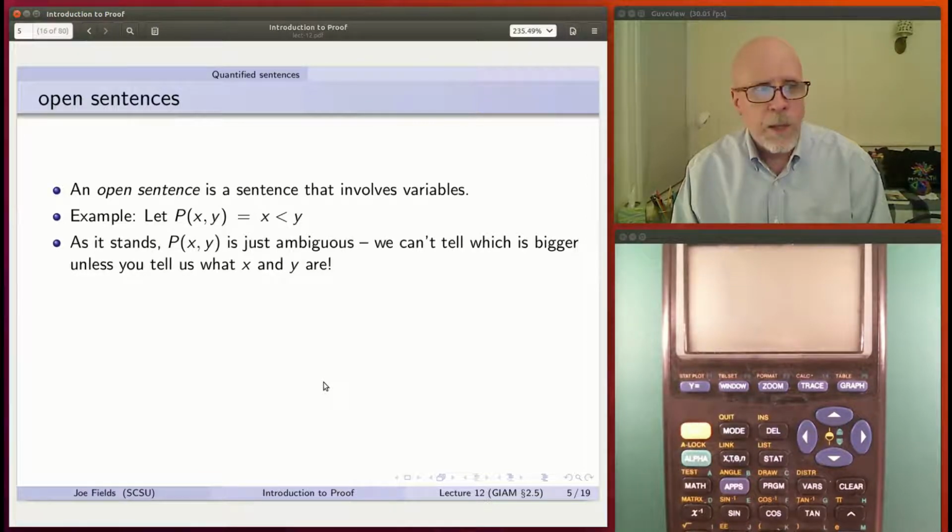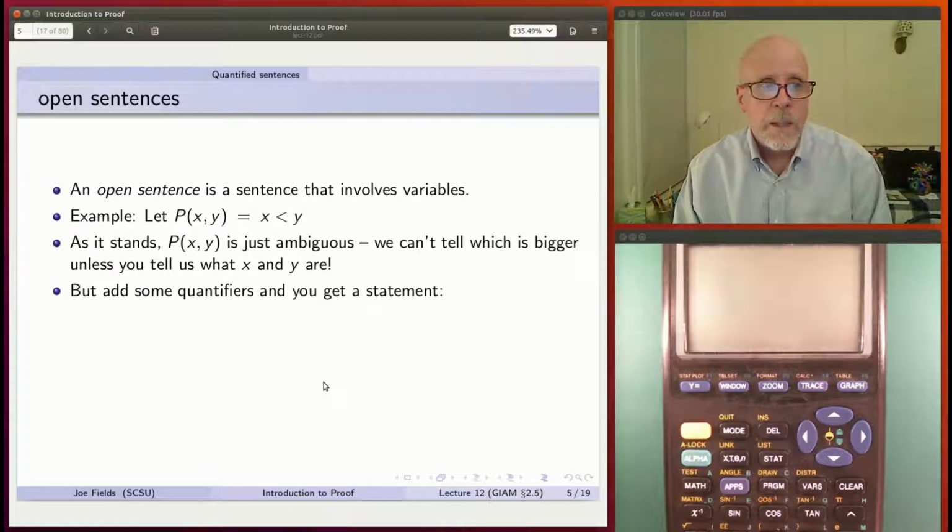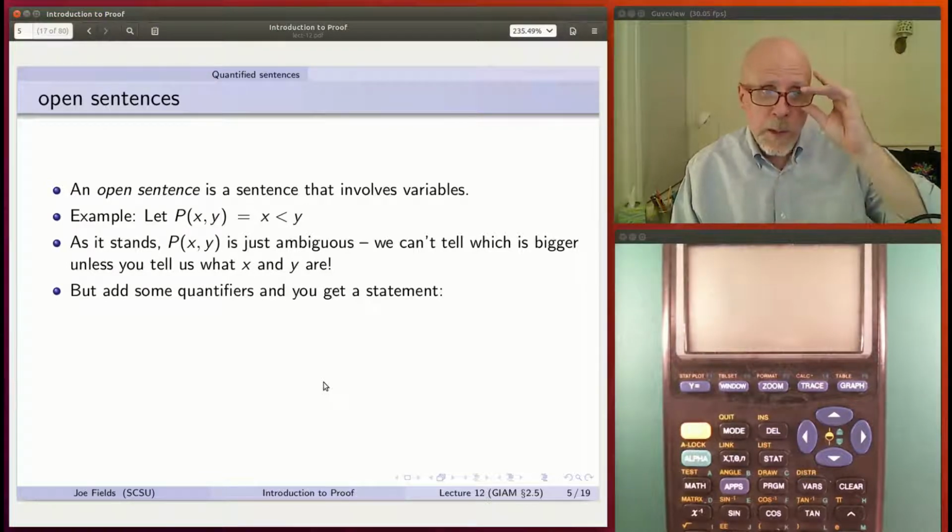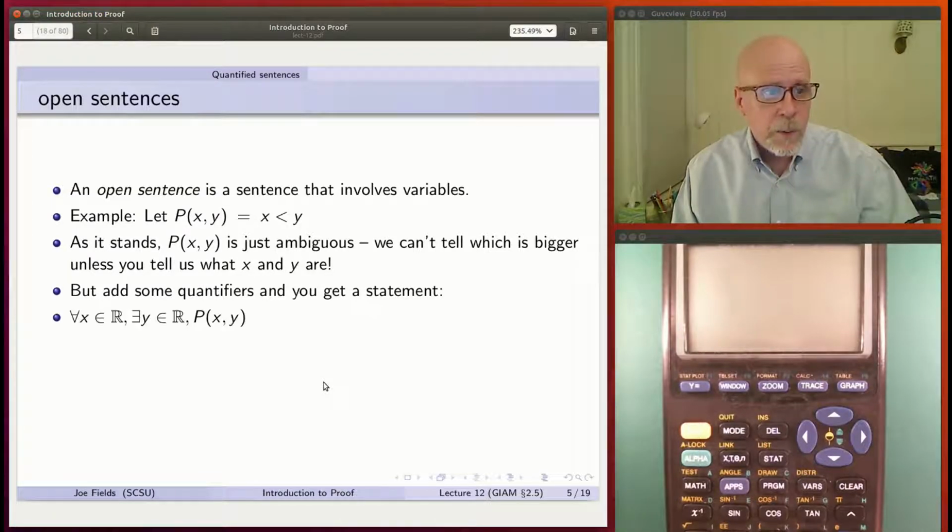Clearly that's horrible, right? As it stands, P of xy has got two variables in it, and I can't tell you which one is bigger unless you tell me what x and y are. But add some quantifiers and bingo, you'll get a statement. So for all x in R, there exists y in R, P of xy. That's a statement. Is that a true statement?